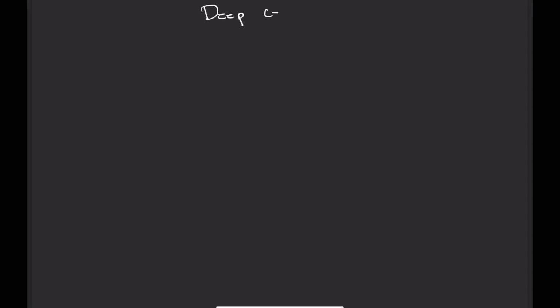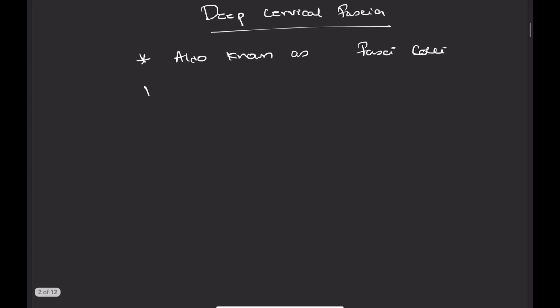Now coming to the deep cervical fascia, also known as fascia colli. The area which is devoid of deep fascia: number one is the face, but the exception is the parotid region. Why is it absent in the face? Because the facial expression should be seen, so it is absent.